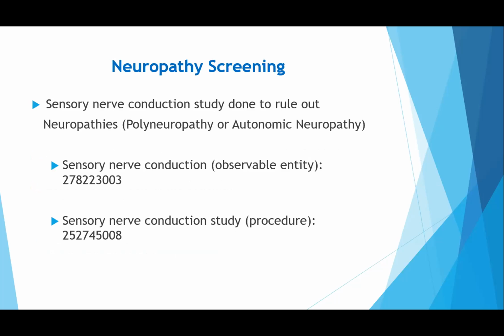The other screening I wanted to mention was for neuropathy. We're doing the sensory nerve conduction studies to help see if the patient has any possible polyneuropathy or autonomic neuropathy. So this is helpful for not just the elderly, but also for the diabetic patients. And the same thing, we're documenting the observables and also the procedures. And I forgot to add on here the observables for the velocity and the amplitude for sensory nerve conduction.